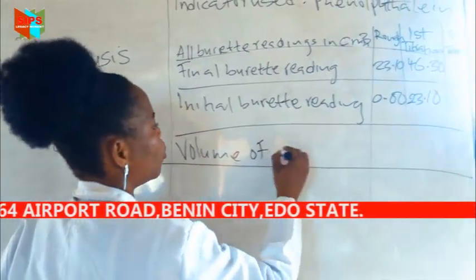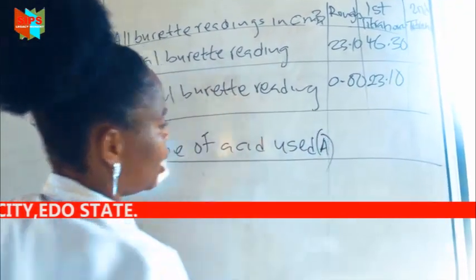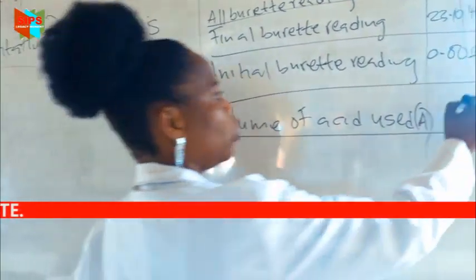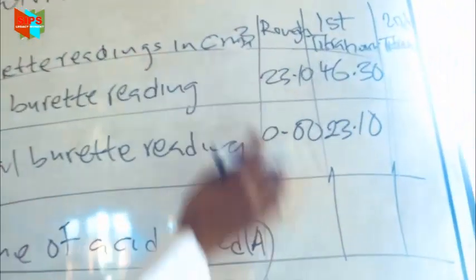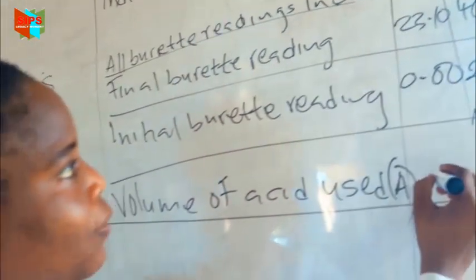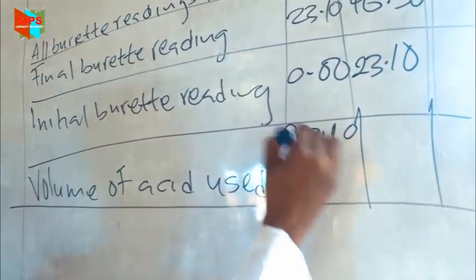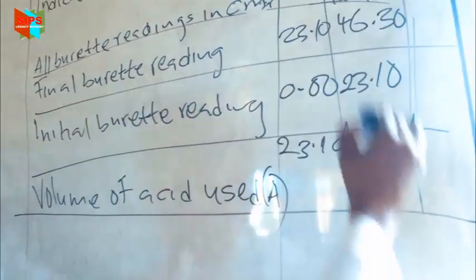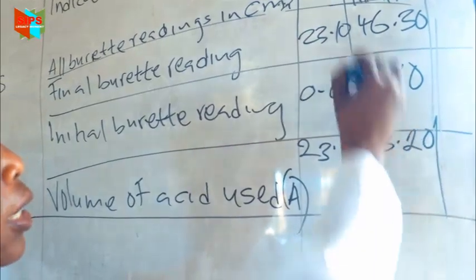The volume of acid used, that is the volume of your A in volumetric analysis. So you take the difference between the initial and the final. If you take the difference, this will give you 23.2.